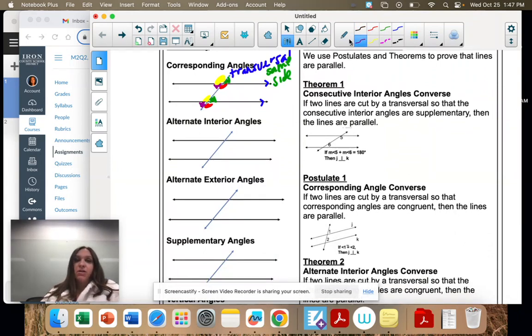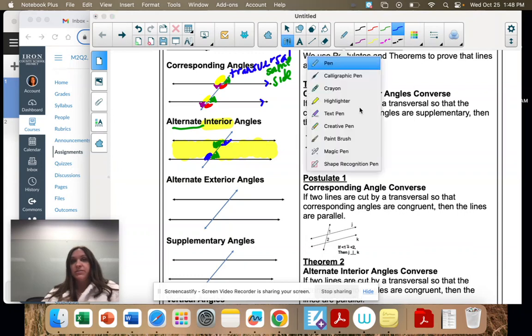Okay, our next one is alternate interior. So interior means inside. So we're only looking at angles inside the parallel lines. And again, they make congruent angles and they alternate. So this side is congruent to this side, alternate. And then same thing, this angle is congruent to this angle, alternate interior.